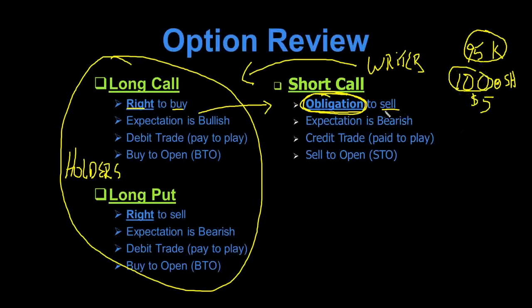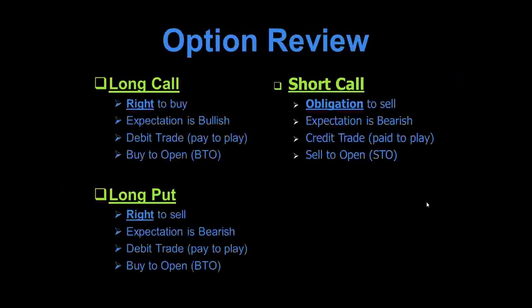Now, what happens 95% of the time? Most people are buying and selling the contracts, and they don't let these things get exercised and assigned. Sometimes they do, and sometimes there are certain strategies you will employ where you want to get assigned a stock. You want to write a short, let's say a short put. You want to get assigned, but that's for another day. For now, just understand how these work.